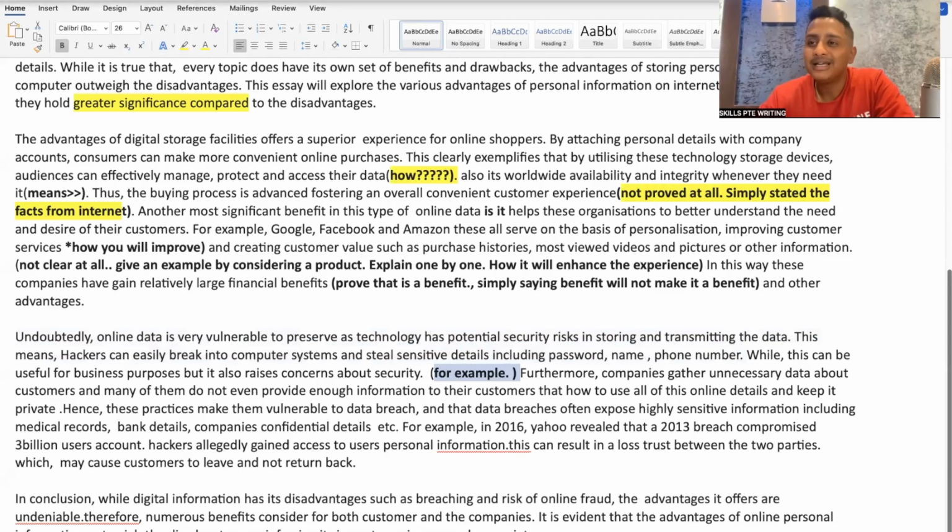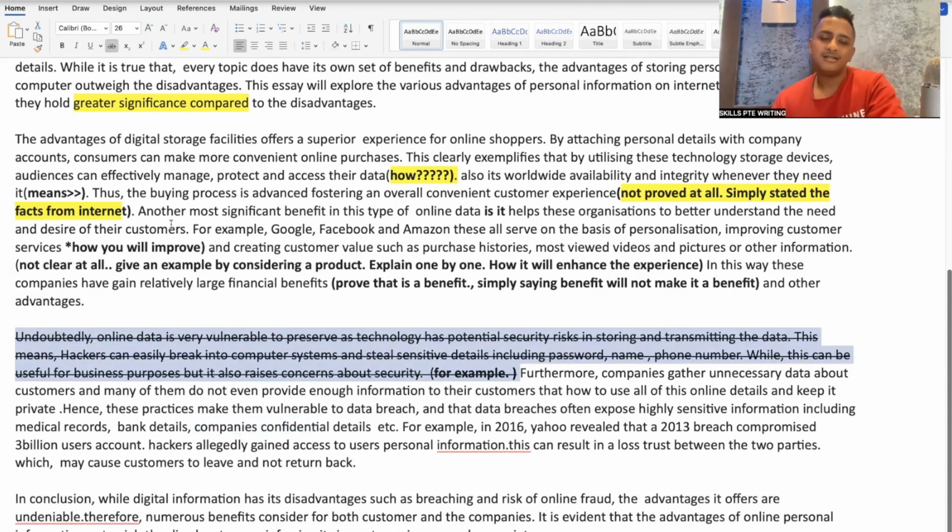Furthermore, companies gather unnecessary data about customers, and many of them do not even provide enough information to their customers on how to use all of these online details and keep it private. Hence, these practices make them vulnerable to data breach, and data breach often exposes highly sensitive information, including medical records, bank details. Same thing only here. Password here, bank details, company's confidential details. Probably the person could have removed this and written the remaining.